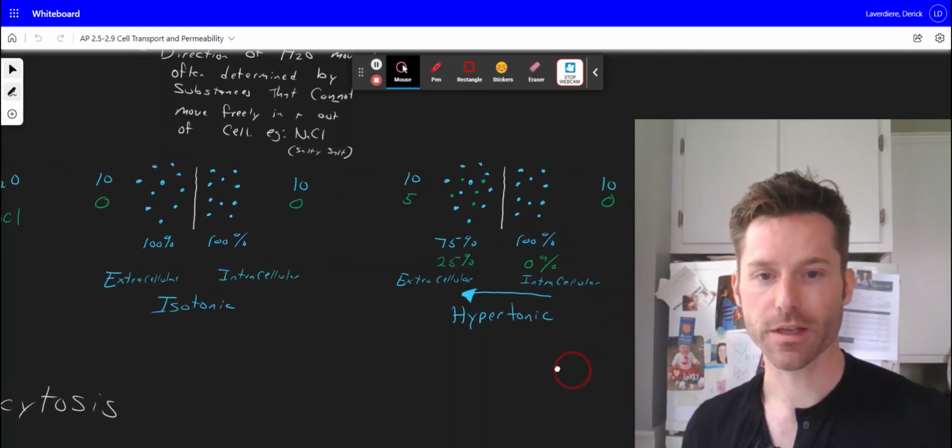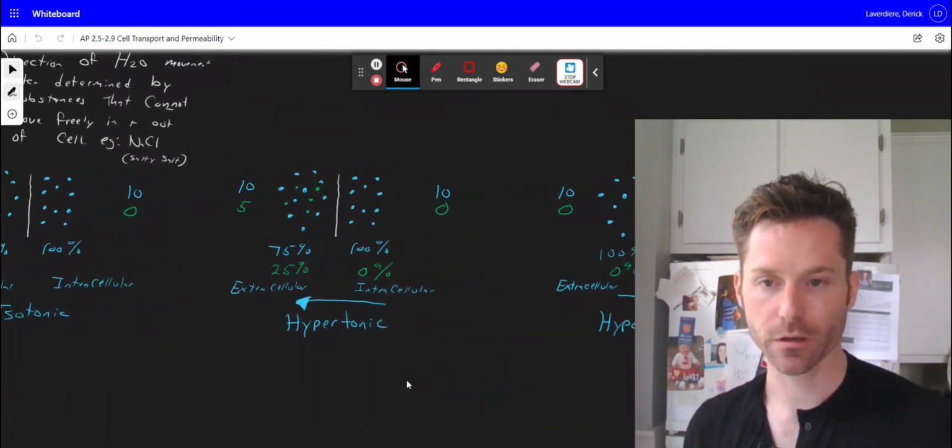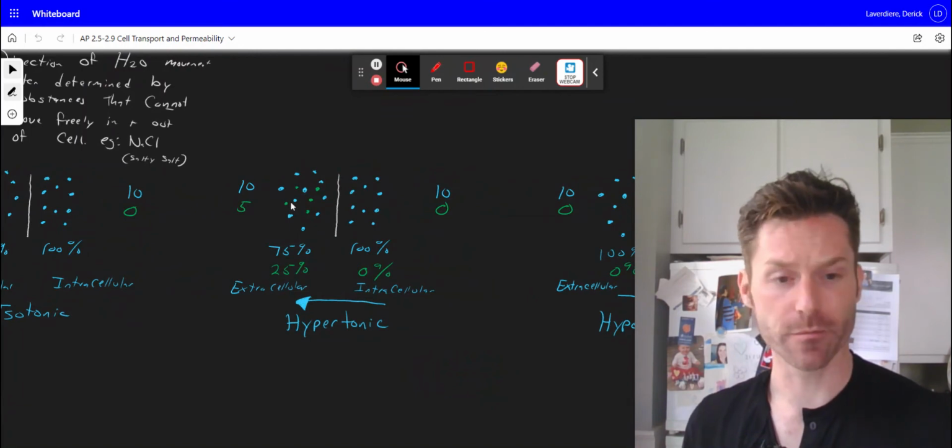Slide over a little bit. And in this model, outside of my cell, I've added some salt.